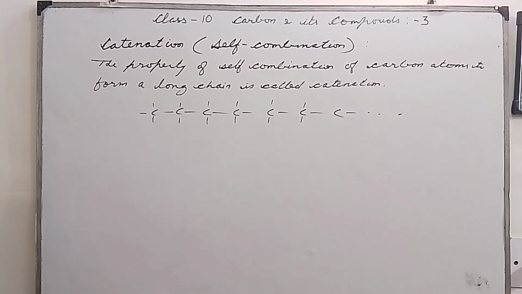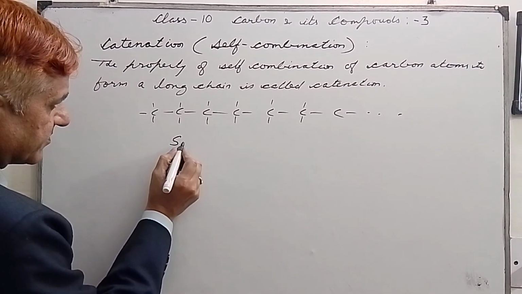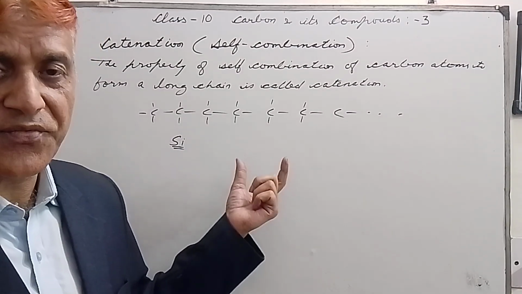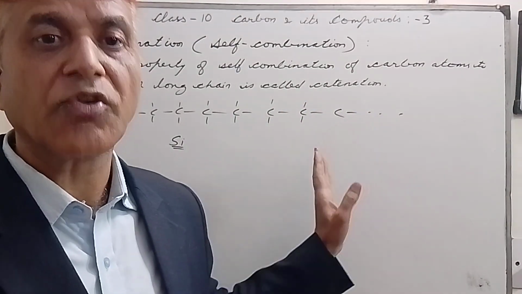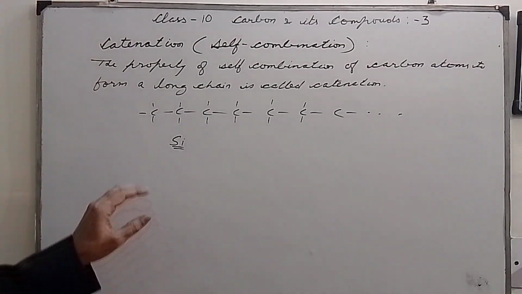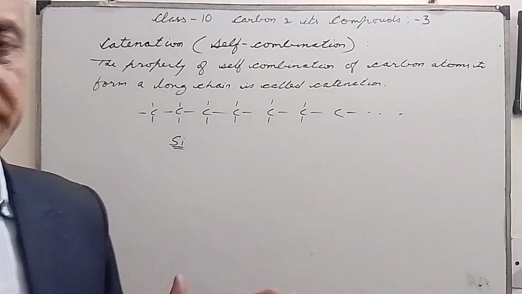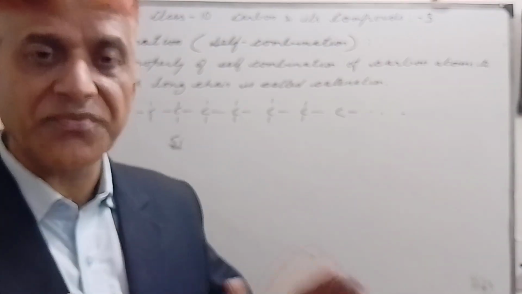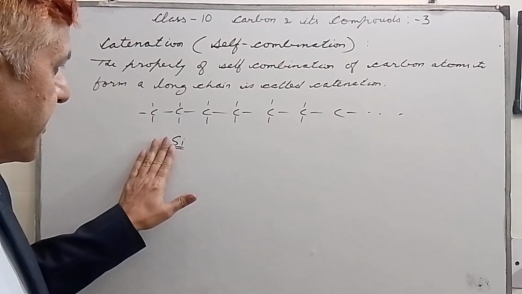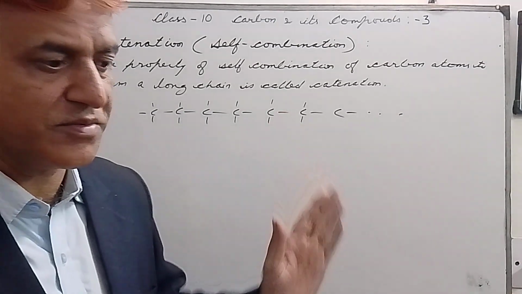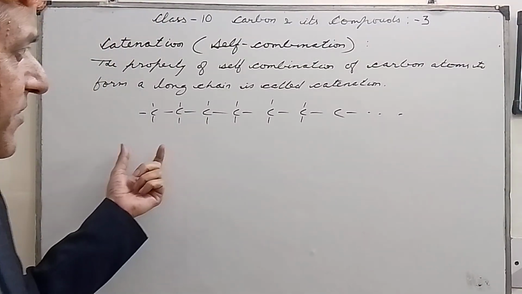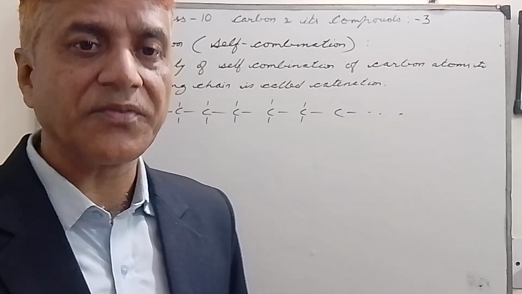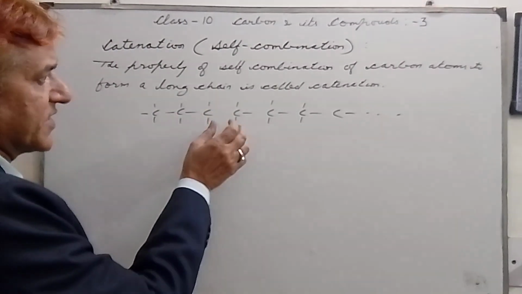And my dear students, there is another element, silicon, that shows this property. But the chain of silicon atoms can have only 7 or 8 silicon atoms, not beyond this. The reason is that a silicon atom is large in size as compared to carbon. So the compounds of silicon are not very stable. On the other hand, carbon can make a compound which can have even thousands of carbon atoms. And the compounds of carbon are also very stable. Why? Because the size of carbon is very small.